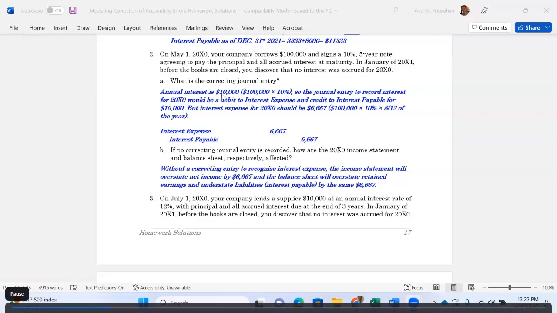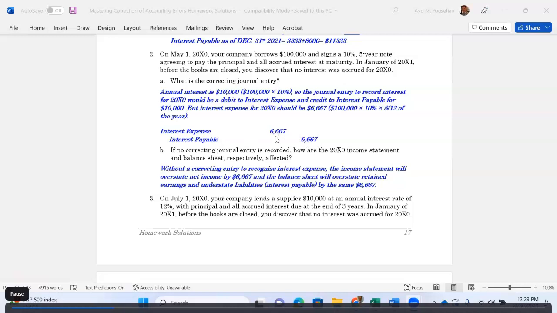So 100,000 times 10%, that's $10,000. But that's on May, right? So how many months is that? January, February, March, April, May, June, July, August, September, October, November, December. That's 8 months. So 8 out of 12. So 100,000 times 10% times 8 out of 12 gives you $6,667 of interest expense to be recognized. That's a debit. And interest payable will be credited.